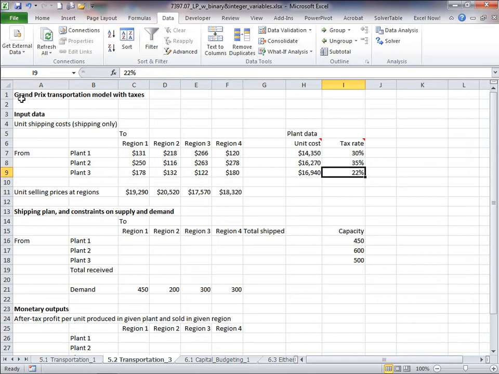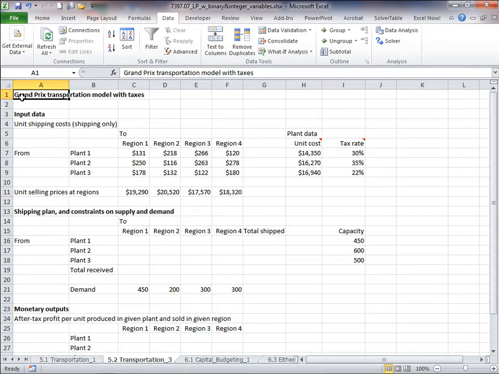So this problem basically says, first, assume the Grand Prix not only ships the autos, but it manufactures them at the plants and then sells them in the various regions. Second, we assume that this problem takes place in a global context. The effect is that the unit production costs vary by plant, unit selling prices vary by region, and the tax rates on profits vary according to the plant at which the autos are produced, regardless of where they are sold.